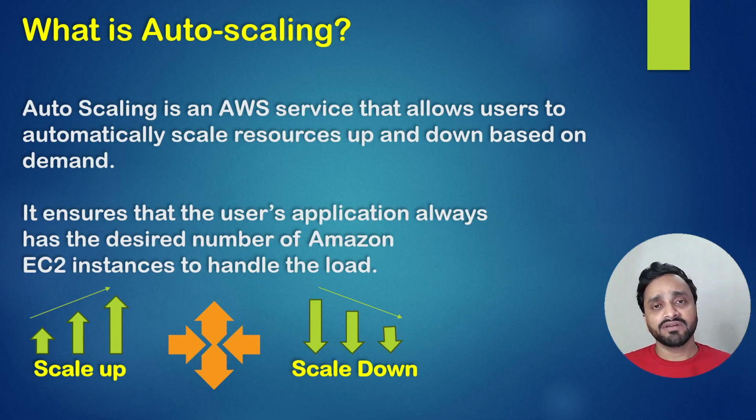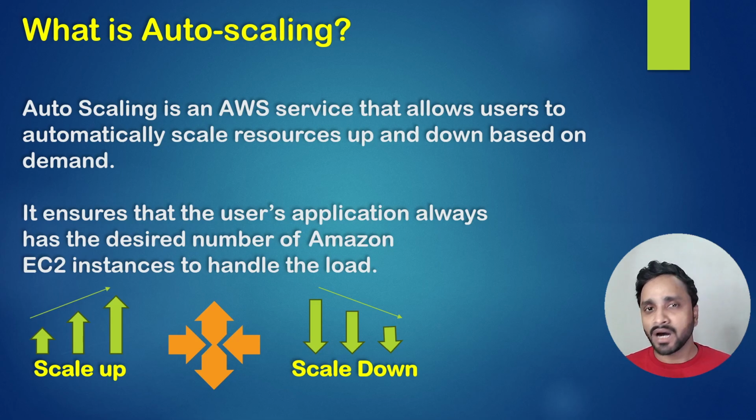Means what? Whenever we want to scale up our resources, we can scale up, and when we want to scale down our resources, we can scale down. The most important part is cost optimization. For that, we are using auto scaling. It ensures that the user's application always has the desired number of Amazon EC2 instances to handle the load. Means what? We can increase our resources or decrease our resources.